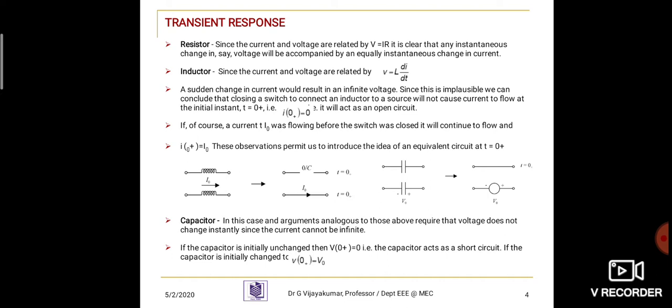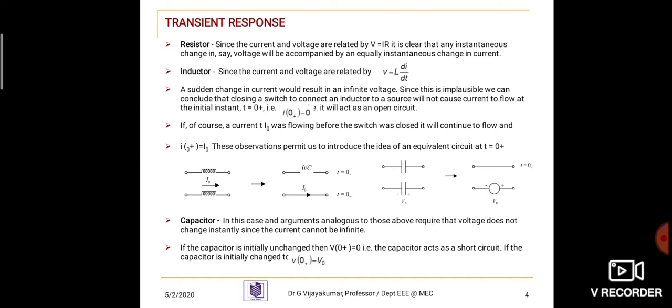Next one, this observation permits us to introduce the idea of an equivalent circuit at t equal to 0 plus. I am given in a figure that the inductor current I0 will flow through that inductive coil. Similarly, subsequently I am given one more thing.